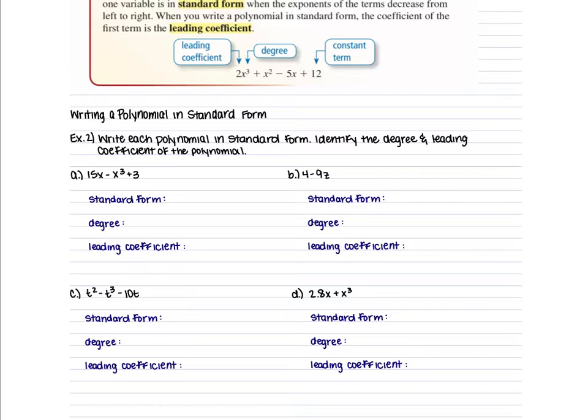Your leading coefficient, remember a coefficient is the number that's in front of the variable, so the number in front of the letter. That leading coefficient is the number that's in front of the variable that has the highest power when it's in standard form.